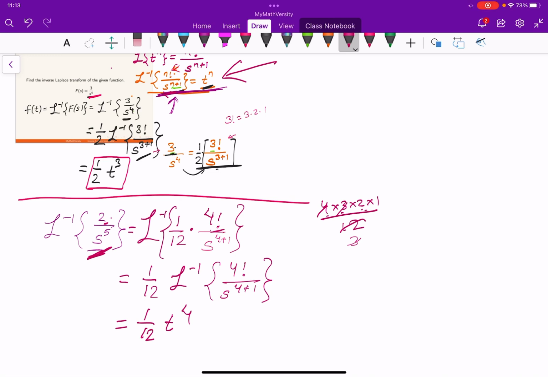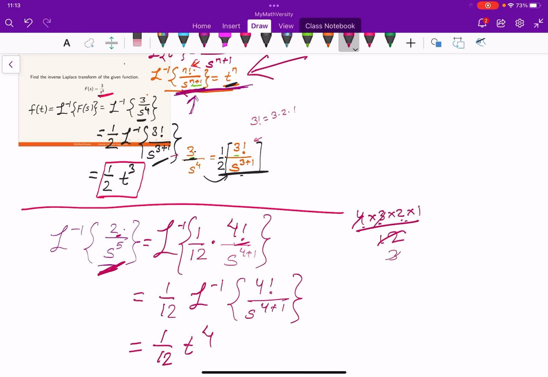I hope by looking at these two examples, it makes sense how to find the inverse Laplace transform of similar functions.